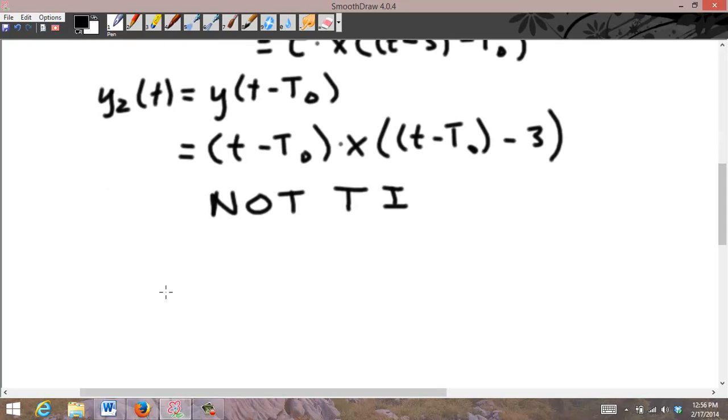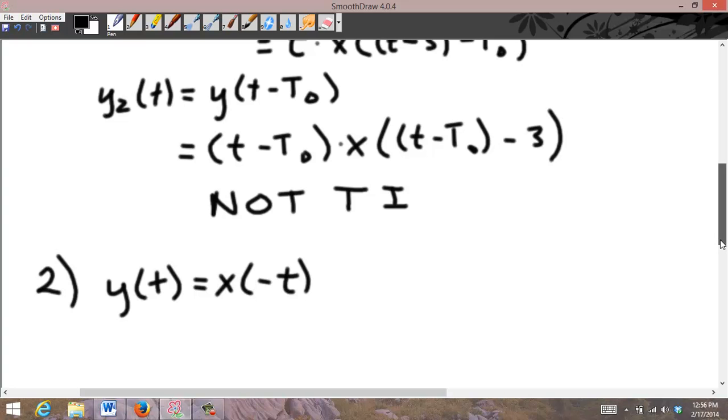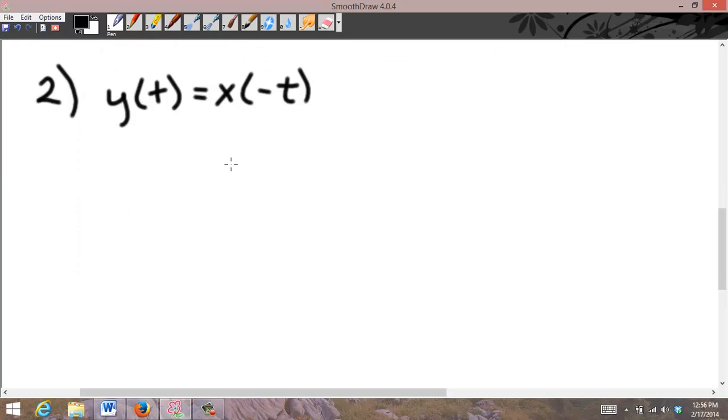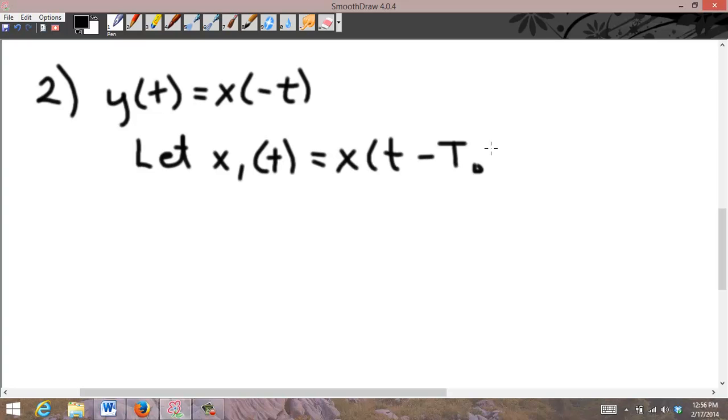Alright, so the second example is going to be one that gives students a lot of difficulties. y of t is equal to x of minus t. We're going to go through the same process again. We're going to let x1 of t equal x of t minus t naught. Delay my input.